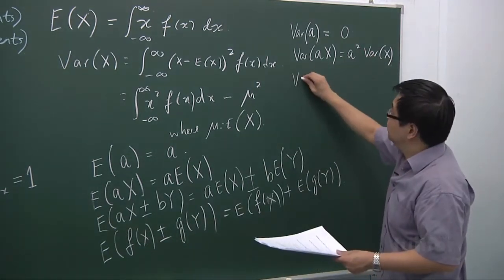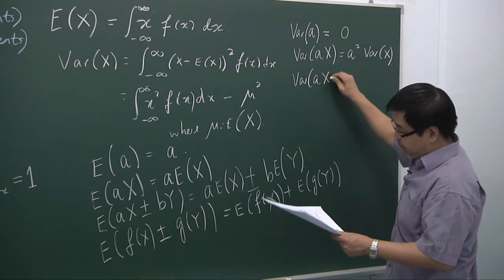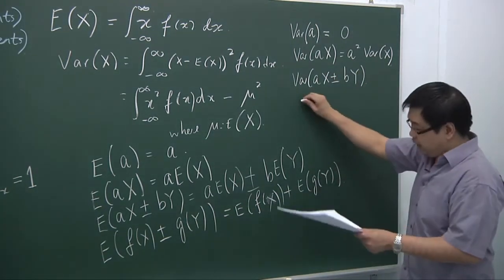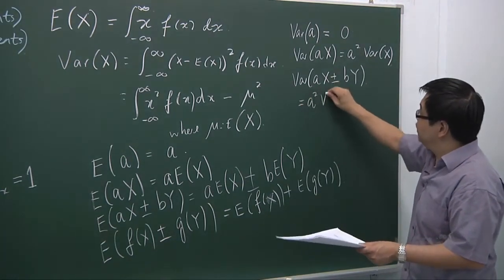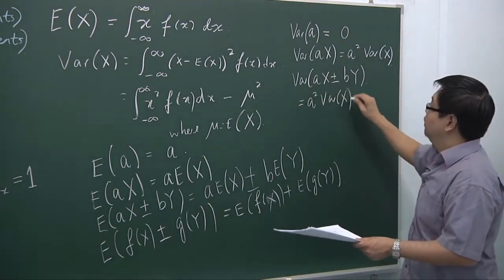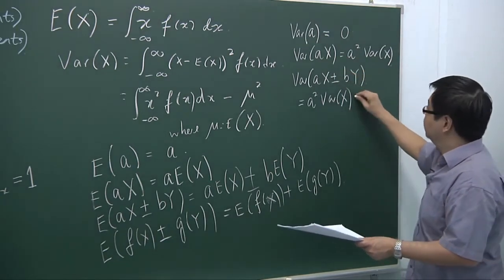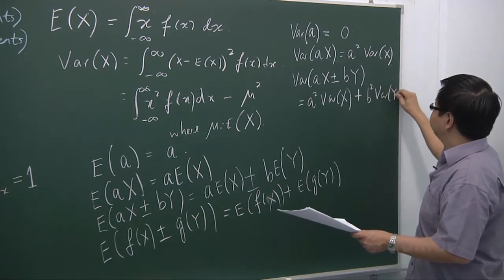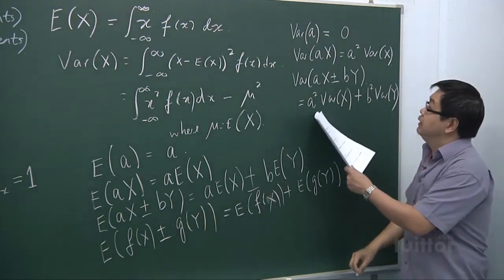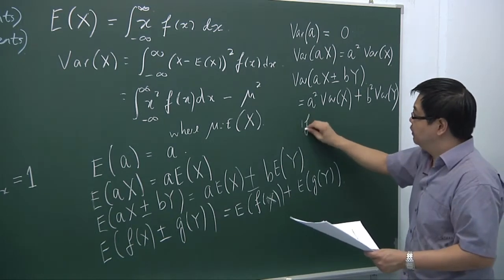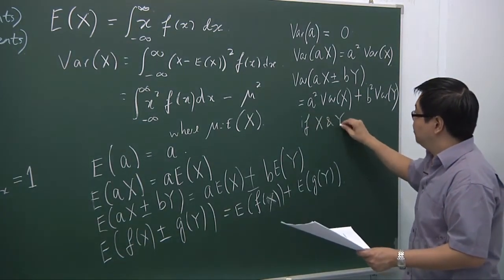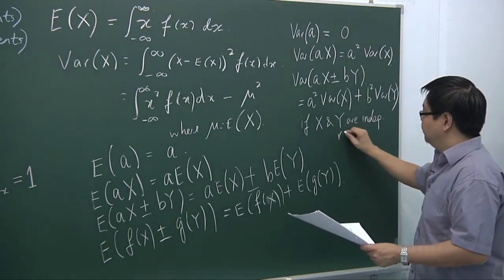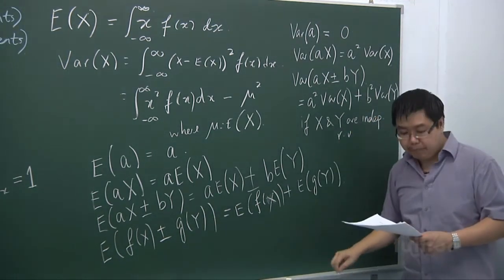And the third property is that the variance of ax plus or minus by can be written as a squared variance of x, regardless of whether it's a plus or minus, it will still be a plus b squared variance of y. But the last property here is only true if x and y are independent random variables.